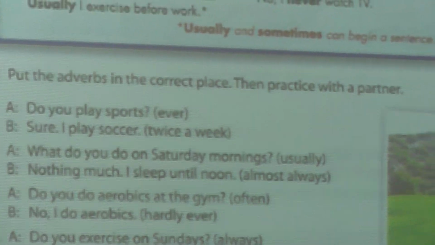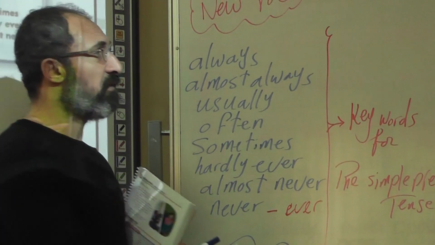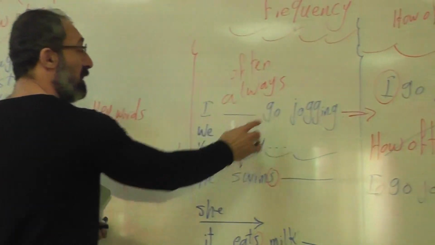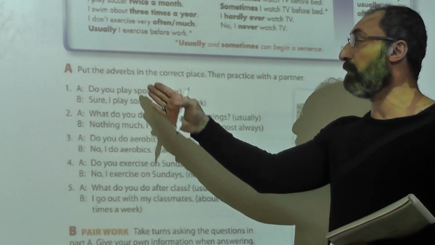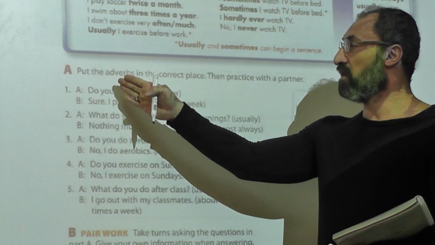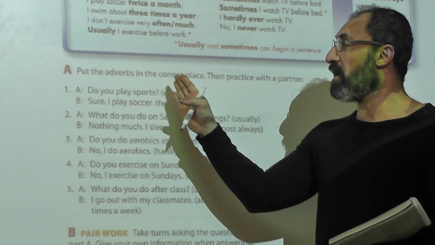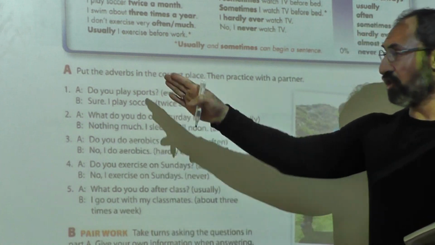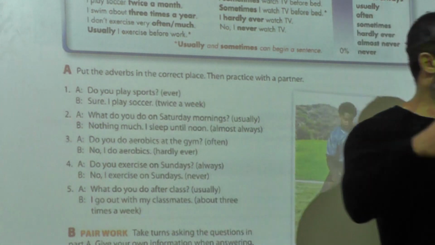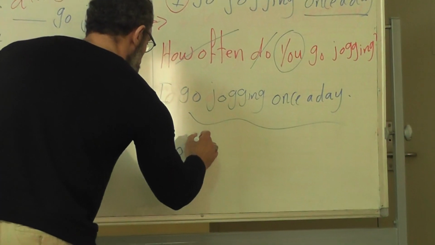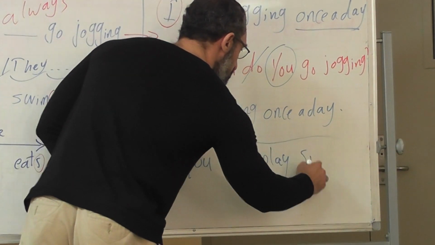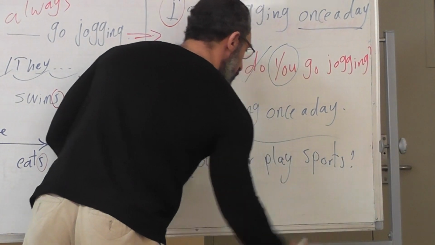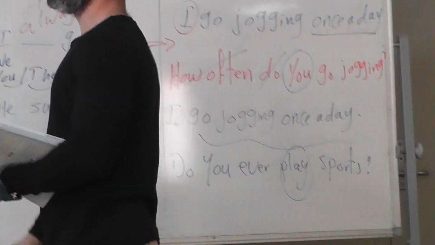Be reminded that any adverb of frequency should be used between the subject and the verb. So where is my subject here? It's you. And where is my verb? It's play. So again, do you ever play sports? Let's write it on the board. Do you ever play sports? So here is my answer for my first question.